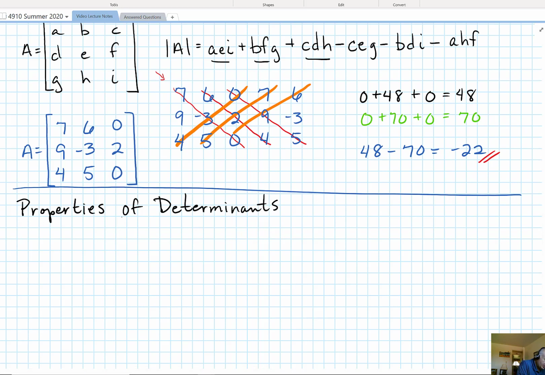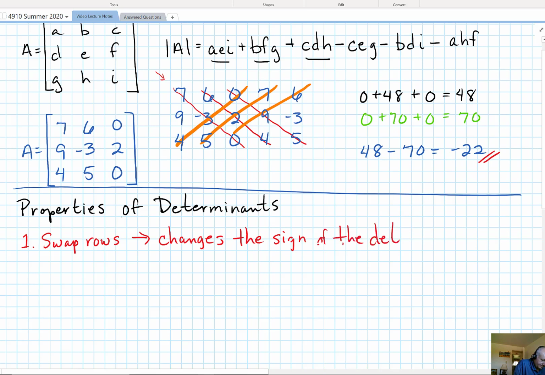So, first operation is just swapping rows. Seems super simple. It seems like it shouldn't change the determinant at all. But in fact, what does it do? It changes the sign of the determinant. So, like in our previous case, if I were to swap this row and this row, and get a new matrix, the new matrix would have a determinant of 22. And then if I swap again, it goes back to negative 22.